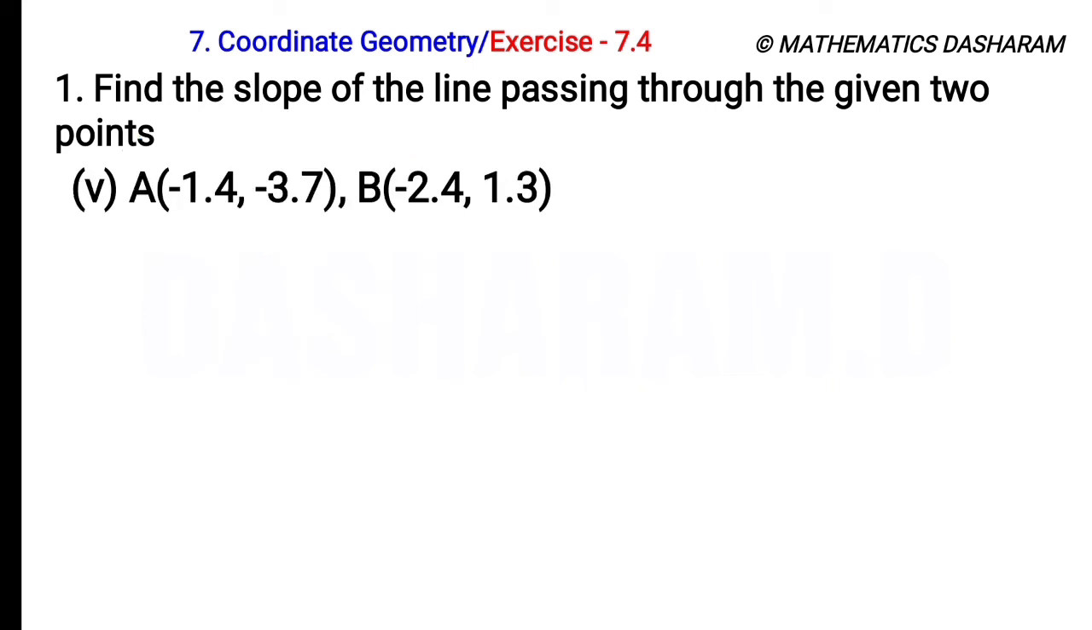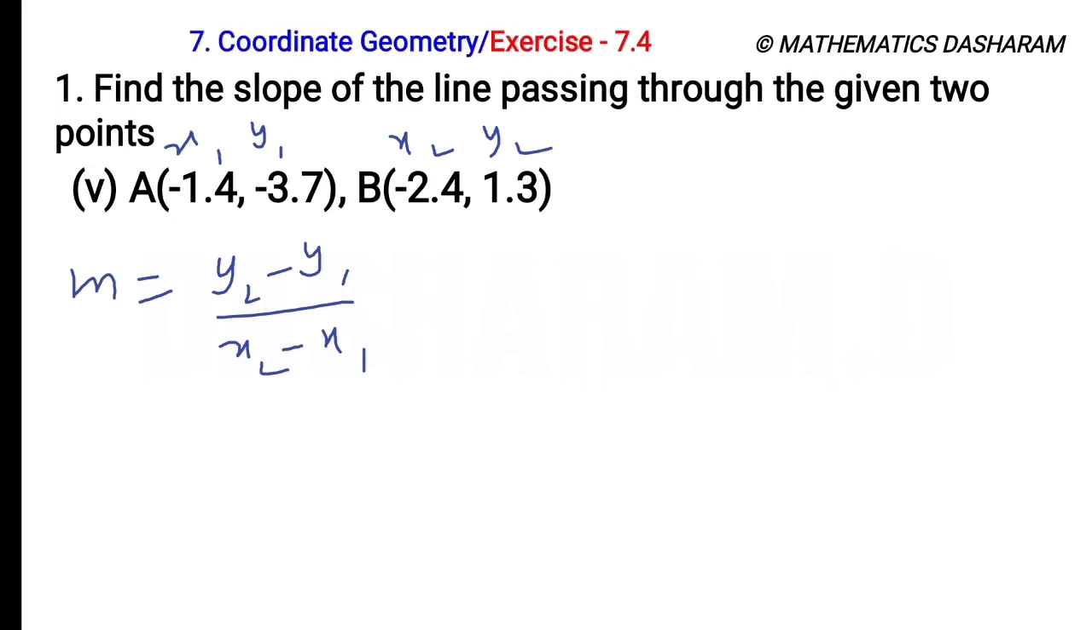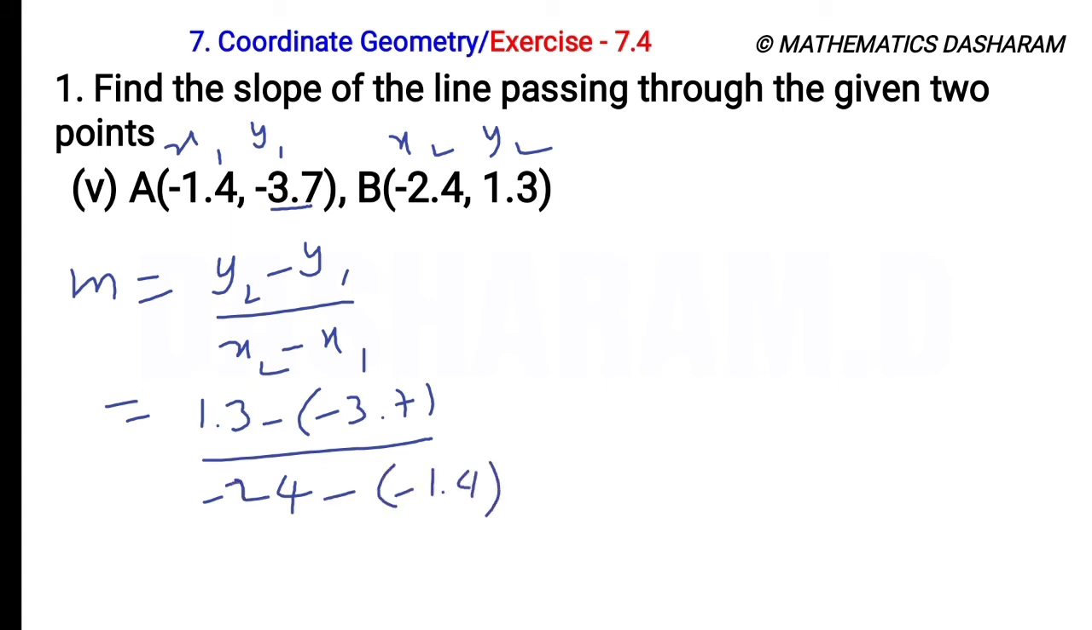Fifth question, the point A is minus 1.4 comma minus 3.7 and point B is minus 2.4 comma 1.3. So let's give the names for these. x1, y1, here x2, y2. So the slope m equals y2 minus y1 divided by x2 minus x1. So y2 value is 1.3 minus y1 value, it is a negative number, so minus of minus 3.7, x2 value minus 2.4 minus, and x1 value is a negative number, so minus of minus 1.4.